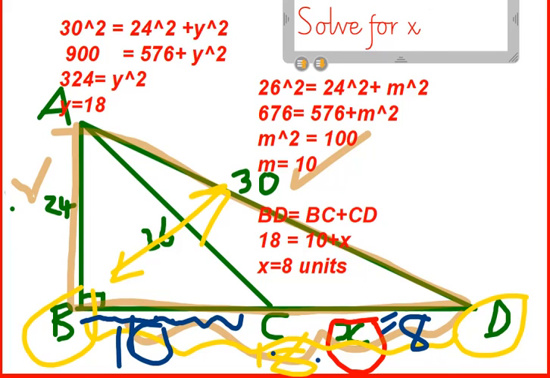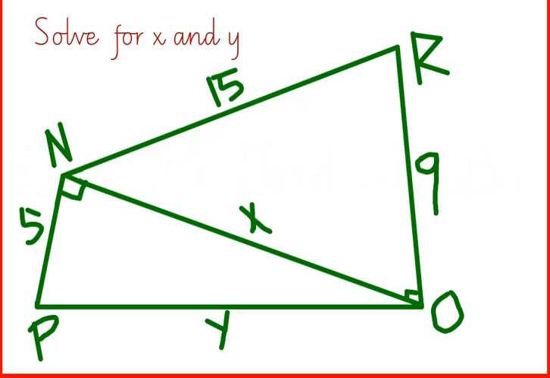So let's move on to the next question, and I think that's our last question. Solve for x and y. Looking at this, let's decide which one is the easiest to solve. In this case, I would say x, because x is in a triangle that is 90 degrees, and we can see that 15 there is the hypotenuse. In the other triangle, triangle OPN, we can see that y is the hypotenuse.